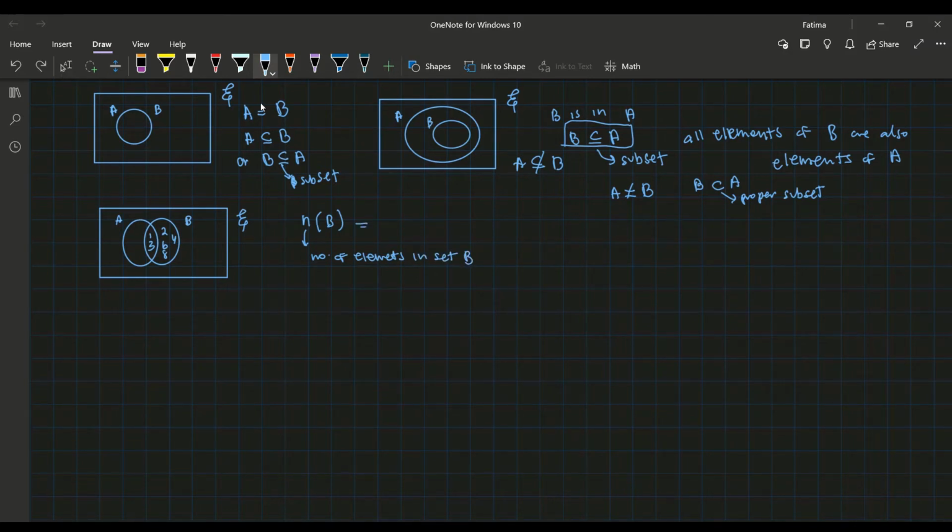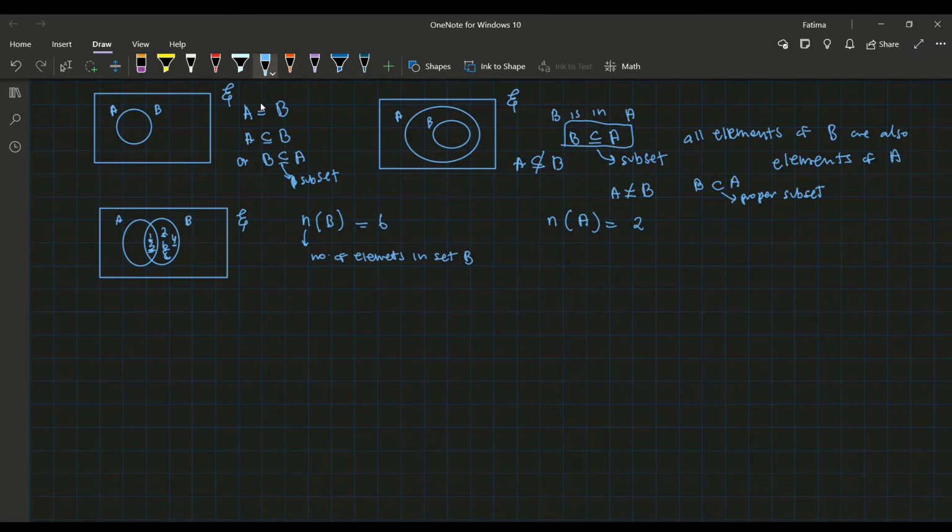In this case, the number of elements would be 1, 2, 3, 4, 5, and 6. It's a total of 6 because it would mean having to count all of the elements present in B, which also means the ones that are in the intersect of AB. And if we were, for example, asked to write the number of elements in A, it would be 2 because we have number 1 and number 3 written in the intersect.